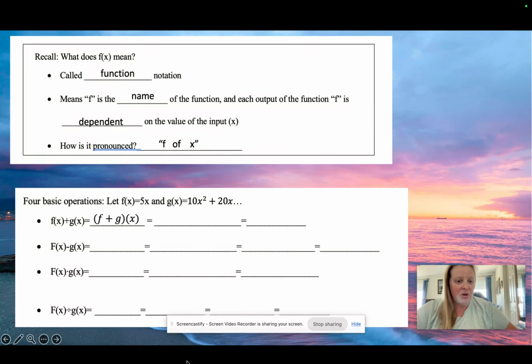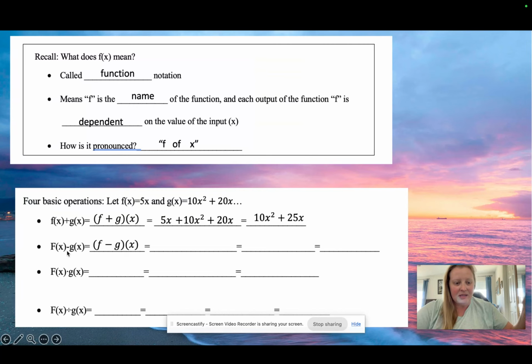So for example, when you see f plus g of x, that's how you would pronounce it, that means f of x plus g of x. So all I have to do is take the f of x formula, which is 5x, and add it to the g of x formula, which is right here. Then I just combine my like terms and I'm done. So it's not like simple, like really complicated math. It's very simple.